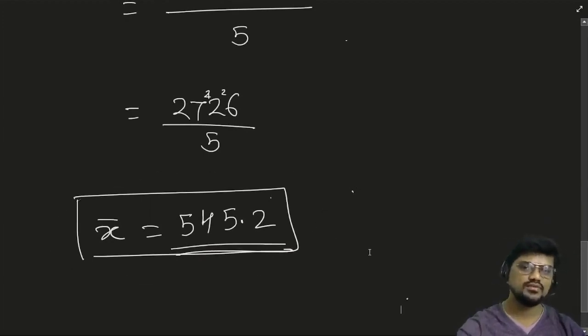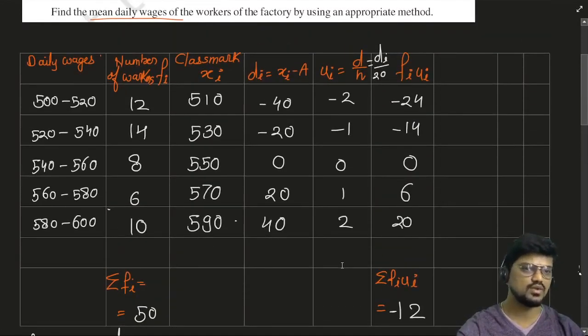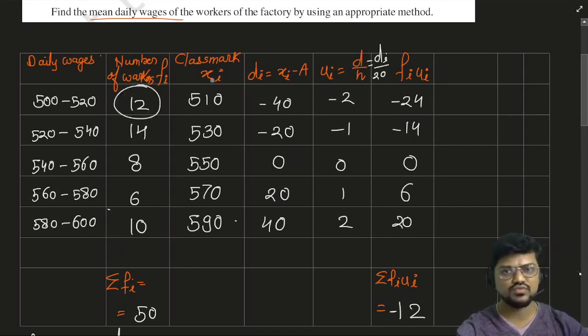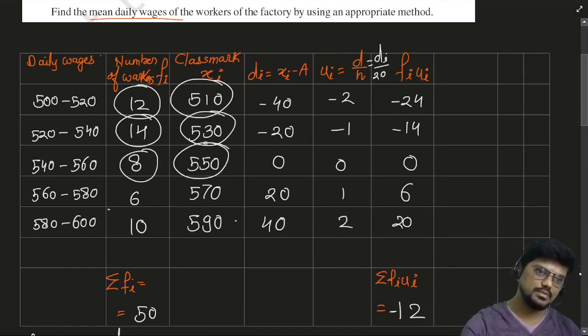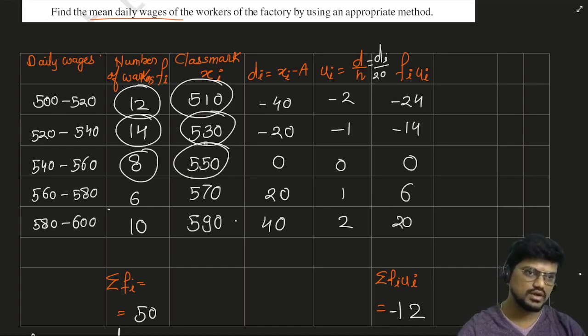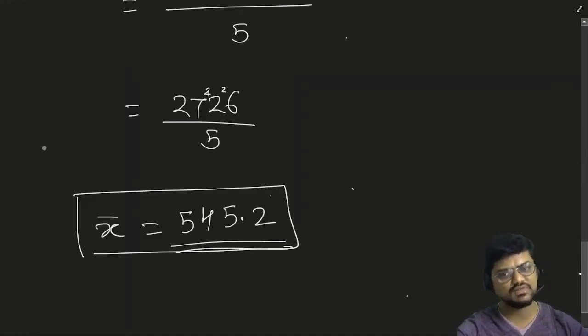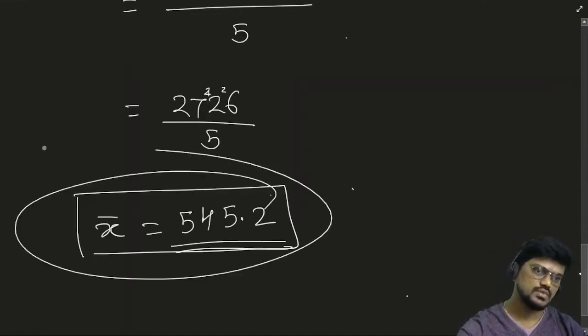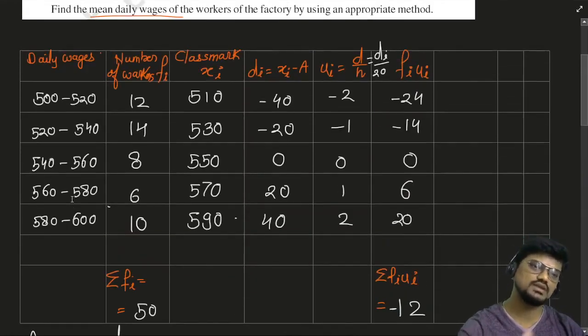See, we have done all the calculation by hand only, right? We did not need any calculator. But if we multiply 12 into 510, 14 into 530, 8 into 550, and then add all of them, and then divide by the frequency, it will need a lot of calculation. But still you'll get the same answer, that is 545.2. Using the step deviation method, we need to do a very small amount of calculation. To avoid calculation, you can use the step deviation method.